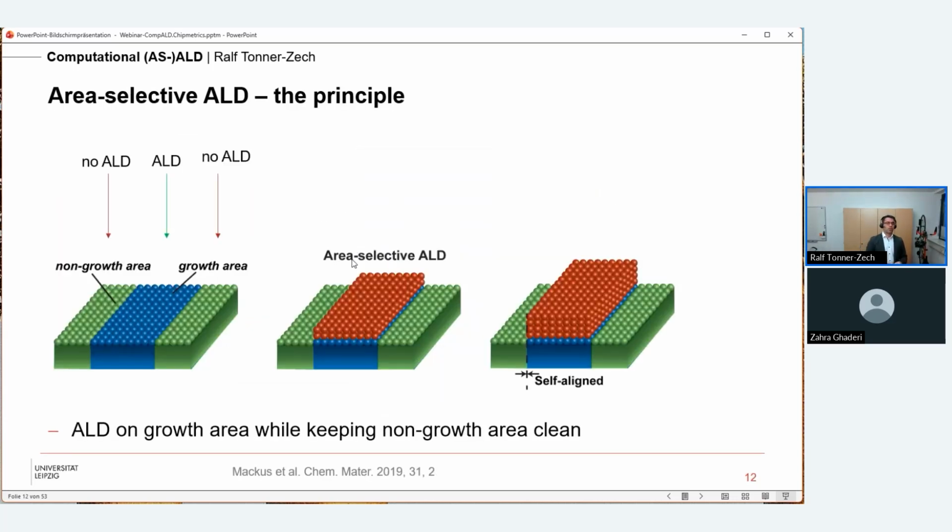One area which is currently under heavy investigation, especially in the microelectronics industry, and where we are also very active, is area-selective ALD. It's one of the modern variants of ALD, and it's summarized here very simply. You have two surfaces or two substrates, which are just blue and green in this, and you want to do ALD on the blue area, but you do not want to have ALD growth on the green areas. That's the whole principle. And so you want to grow this red material only on blue, but not on green, and ideally you have a sharp edge here.